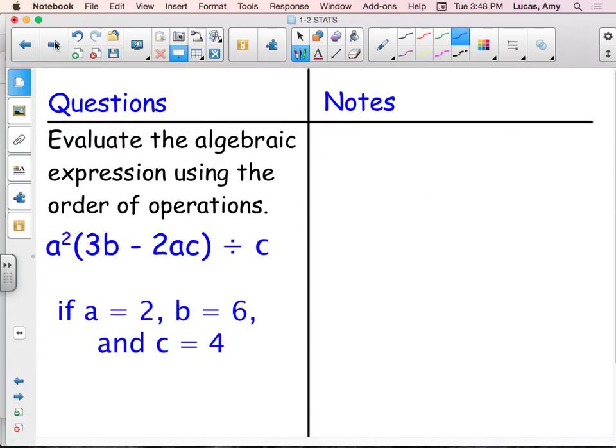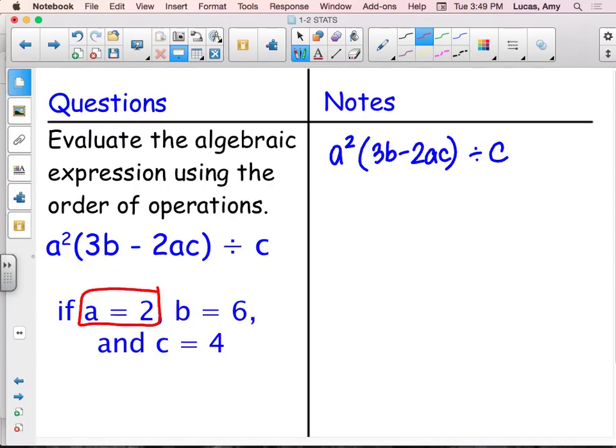Okay, next up, we're going to use the order of operations again, but we're going to have to do a little bit of work first. A equals 2, B equals 6, and C equals 4. So we need to plug it in. So my original expression, a squared times 3b minus 2ac, all in parentheses, divided by c. My original expression, we're going to take a equals 2 and plug it in.